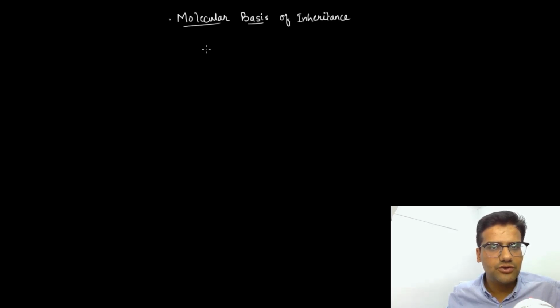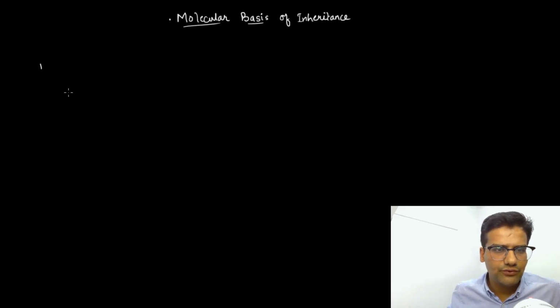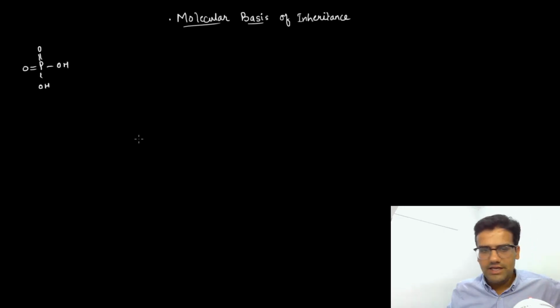In the last class of Molecular Basis of Inheritance, we studied that DNA is basically made up of three parts: a nitrogenous base, a phosphoric acid and a deoxyribose sugar. So if we talk about these three structures, this is the phosphoric acid, and this is the deoxyribose sugar.